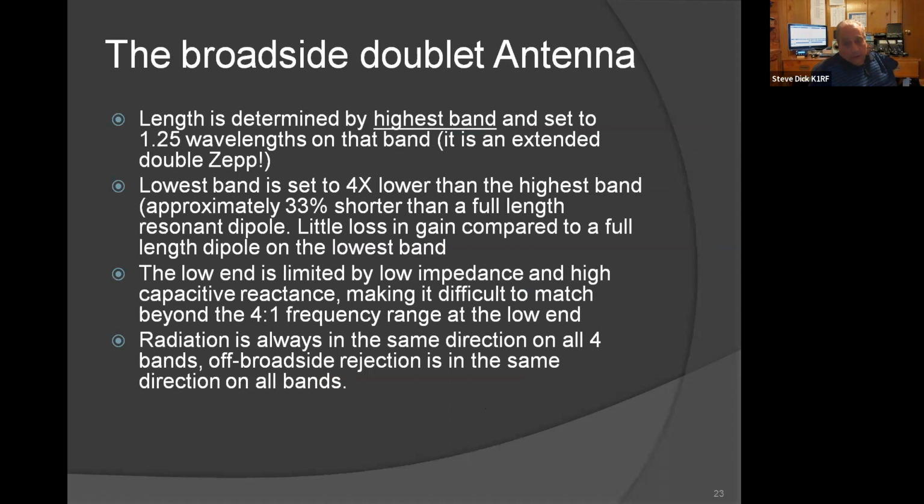The broadside doublet is different in that length is determined by the highest band and set to 1 1/4 wavelengths on that band. It's actually called an extended double Zepp at 1.25 wavelengths. In this case, the lowest band is set 4 times lower than the highest band. It's approximately 33% shorter than a full-length resonant dipole, and there's little loss in gain compared to a full-length dipole on the lowest band. The low end is limited by low impedance and high capacitive reactance, making it difficult to match beyond 4-to-1. But the good news is, radiation is always in the same direction on all 4 bands. Off broadside rejection is the same direction on all bands.